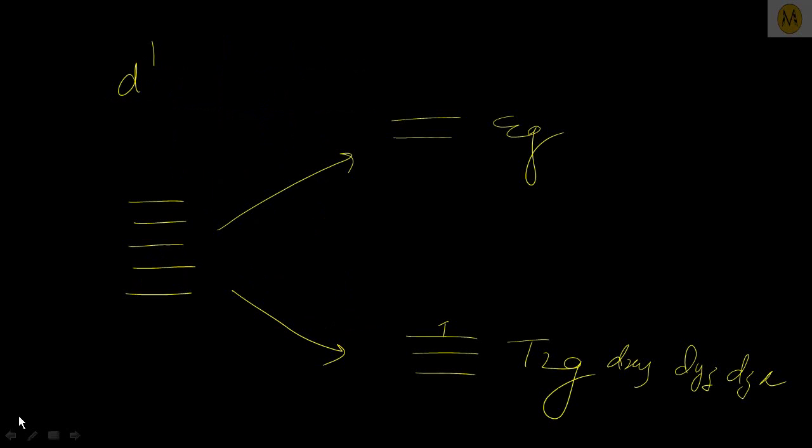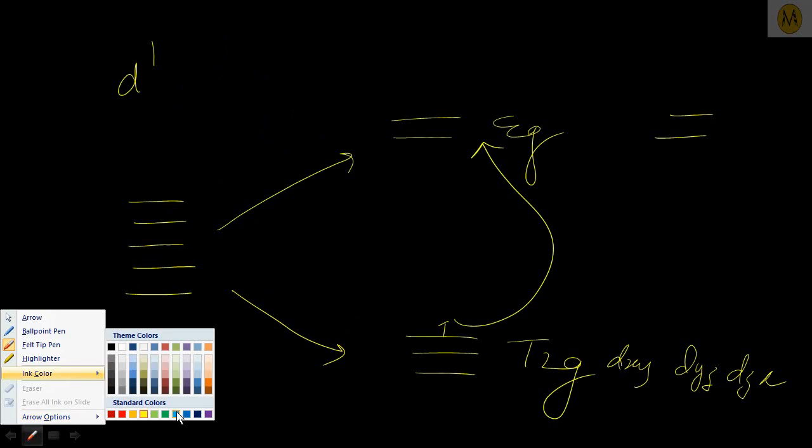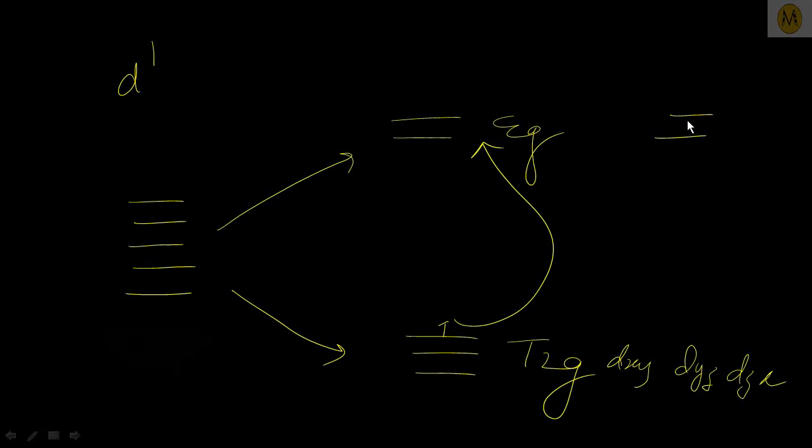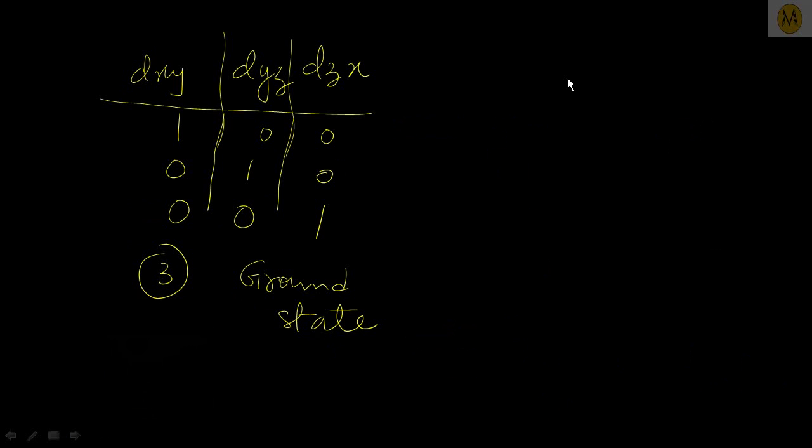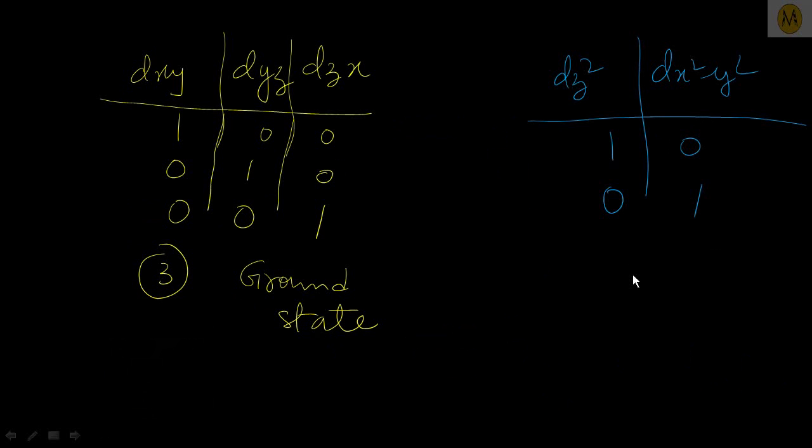Now just come back, and when this electron of T2g goes into Eg, let me take another color. When it's in Eg, there is one electron in Eg. What are those combinations? dz square, dx square minus y square. So we can write 1 0 and 0 1. So there are 2 possible arrangements in the excited state.